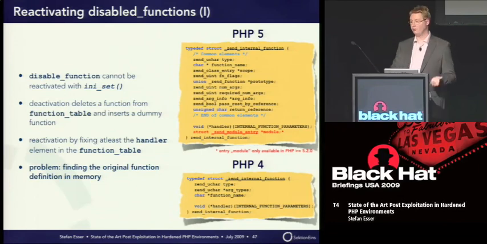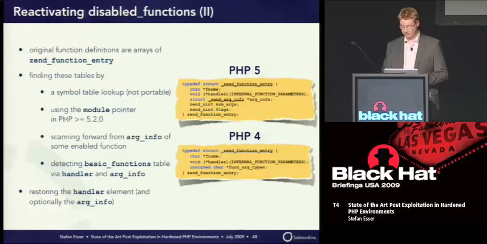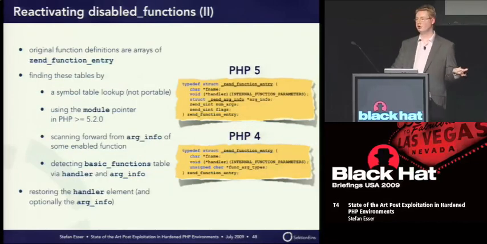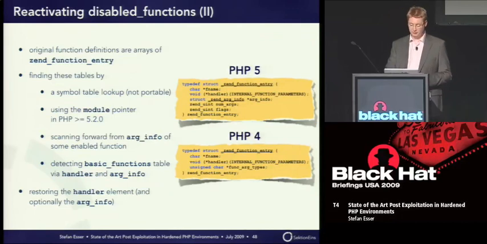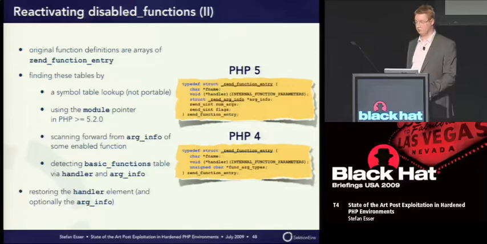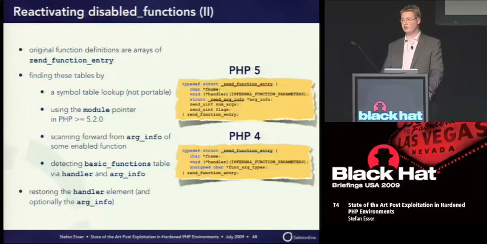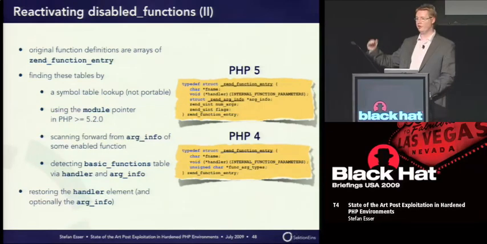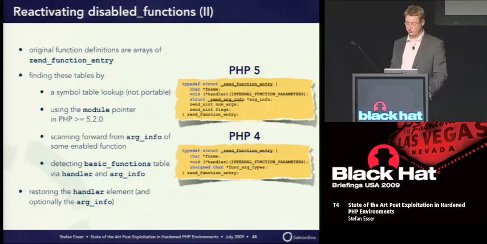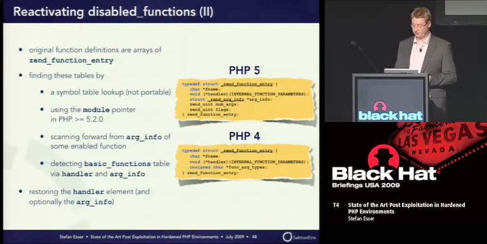So now the problem is, how do we find these original function definitions? Well, the first thing is you can do a symbol table lookup, but this is not portable. You can use the module pointer, like I said before, and just go through, then you have a 2-pointer dereference, then you are at the right place. But the other thing is you just go through all the functions that are in the standard extension, for example, and you just take the arginfo pointers from there. And maybe you take the lowest arginfo pointer, and this is your base address. And from there, you just scan forward in memory and try to detect the original function table definition.